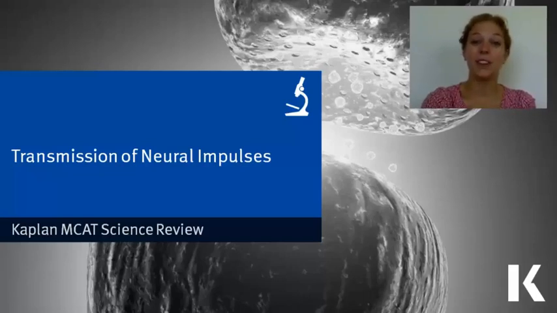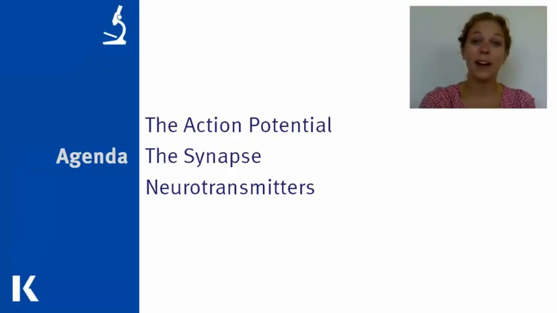This video will delve into the mechanisms of transmission of neural impulses. We'll figure out how neurons talk to each other and how those signals travel from one end of the neuron to the other. We'll start off by defining and exploring the chemical basis of the action potential and how these signals propagate down an axon.